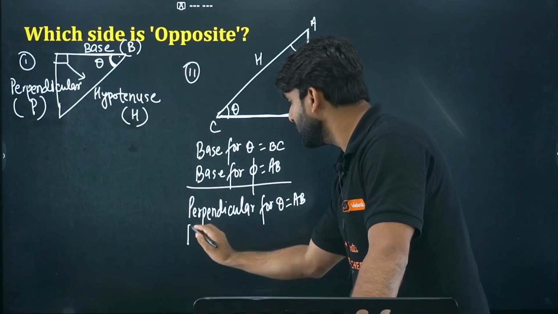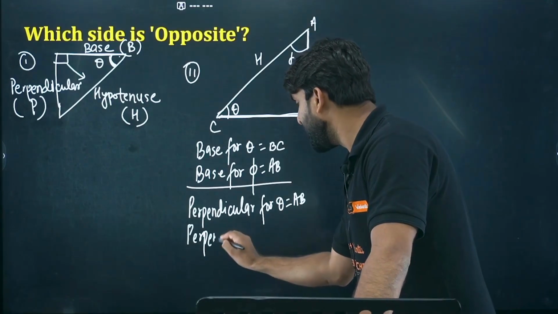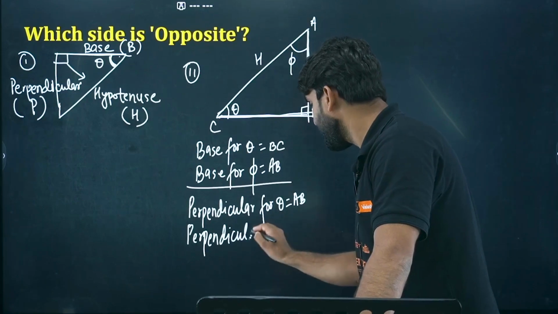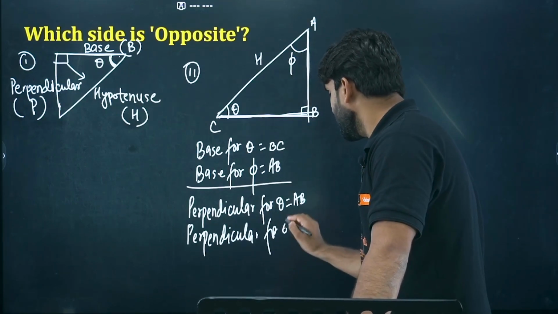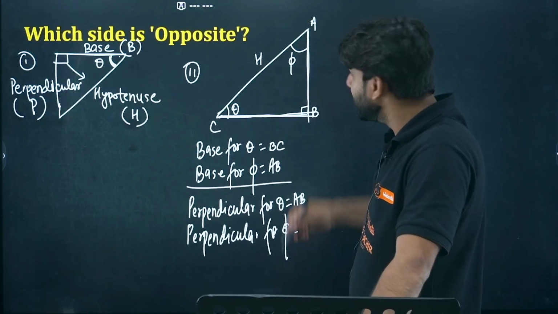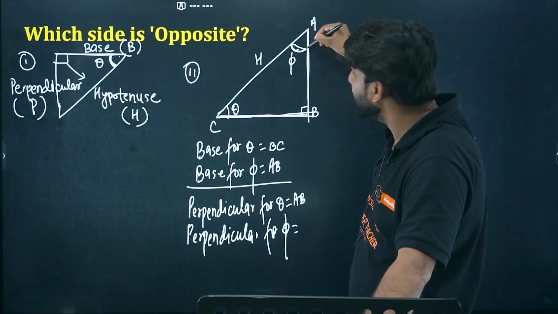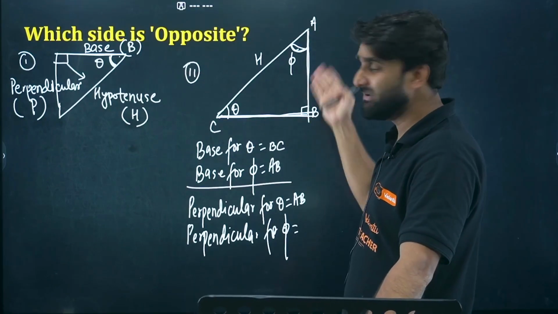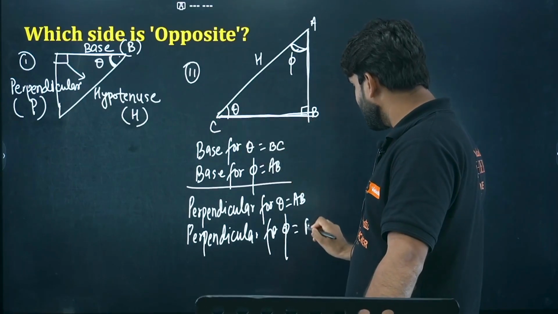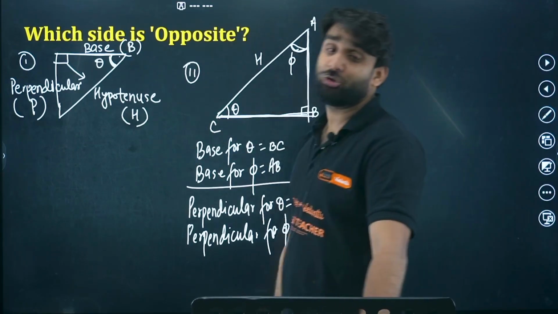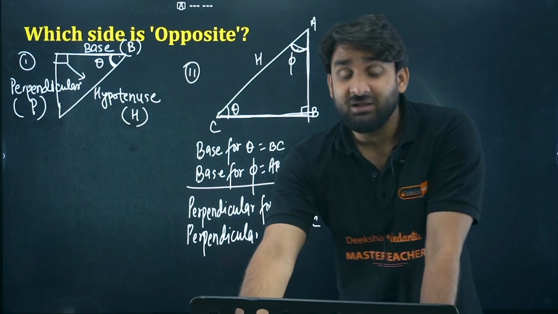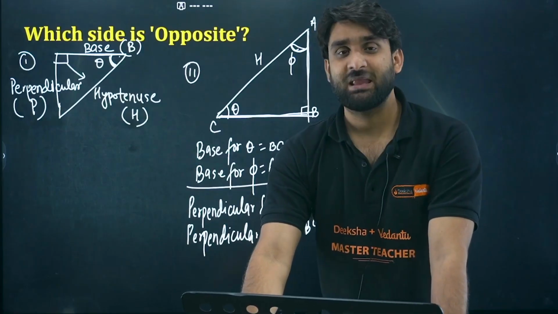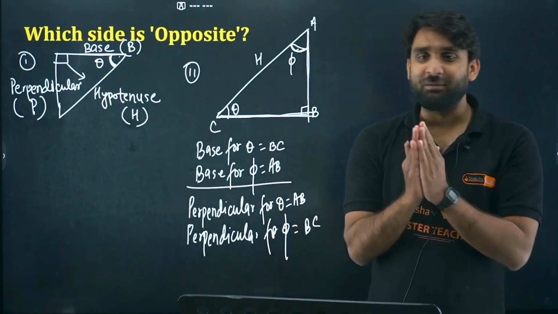Now if I ask you, perpendicular for phi, what will be perpendicular for phi? This is phi here, this is phi here. So this will be the perpendicular for phi, because for phi AB is base, this is hypotenuse, so BC will be. So my dear champion, in trigonometry, in a right angle triangle, hypotenuse is fixed, but base and perpendicular are not fixed.